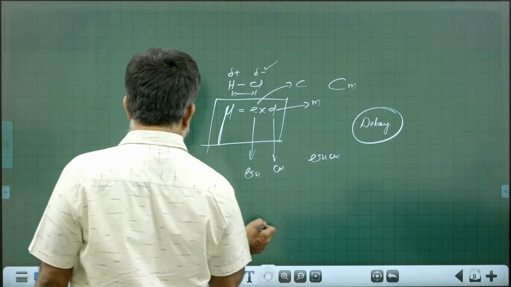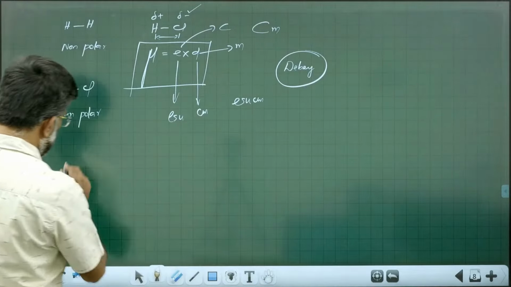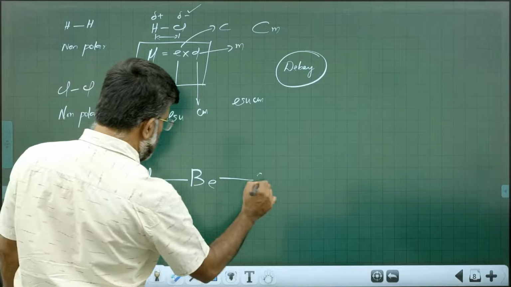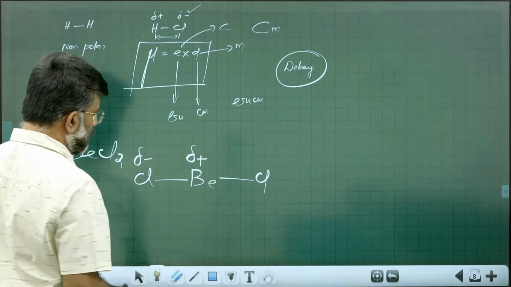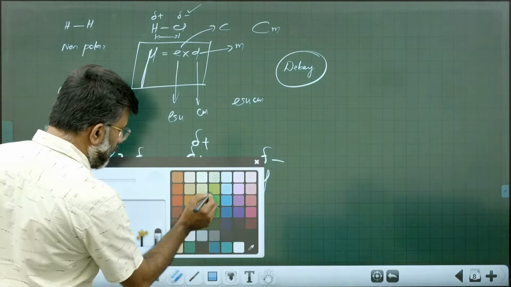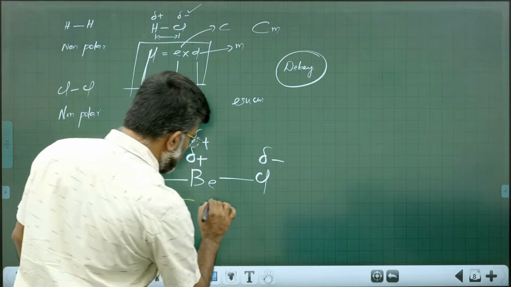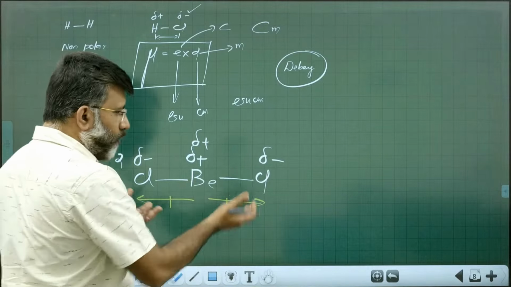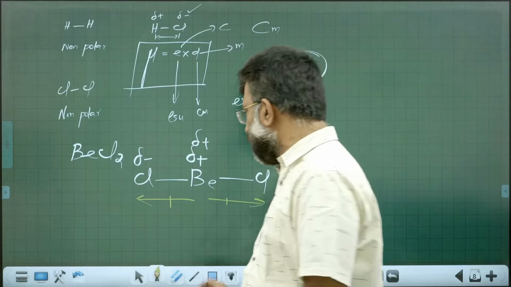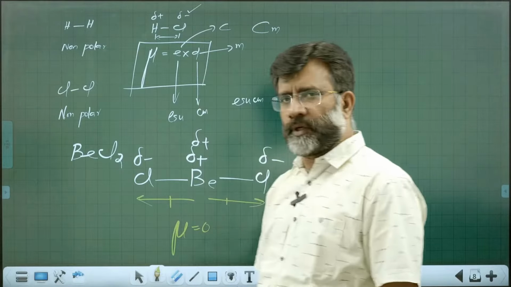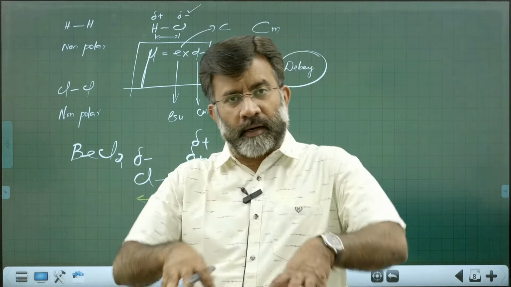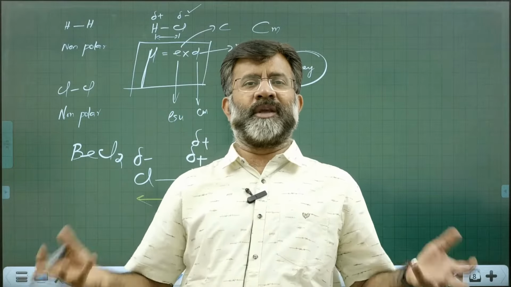You can see if you take beryllium chloride, there are two beryllium-chlorine bonds. This is delta minus, this is delta plus. This is delta minus, again this is delta plus. There is a polarity indicated in this direction and a polarity indicated in this direction. The two vectors are equal and opposite, so they will be mutually cancelled. The net dipole moment is found to be 0, and the molecule is non-polar. So the molecule contains polar bonds, but the overall molecule is non-polar.